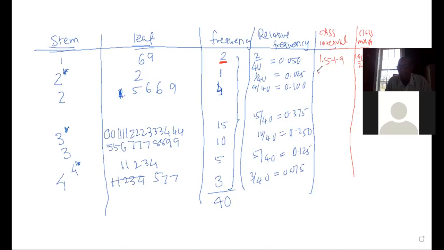Then I can go from 2 to 2.4. 2 to 2.4, just one number is there. Look over here, just one number is there. Frequency is 1, right? And the class midpoint, if you want, you can write 2.2. 2.4 plus 2 divided by 2 is 2.2. Then my third class interval will be 2.5 to 2.9. You can see over here 2.5 and 2.9, so 1, 2, 3, 4. So all numbers are lying over here.